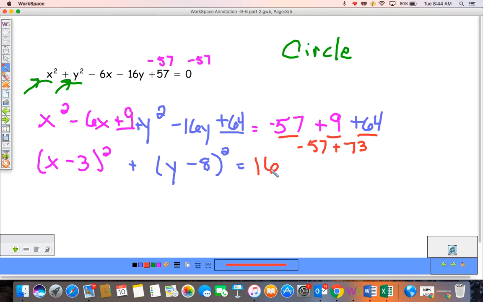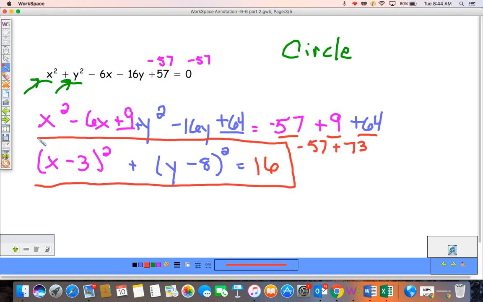You might say, oh, it's got to equal 1. Well, not for a circle, it doesn't. That's the radius squared there. So there's our standard form, and here's our classification. So it's a circle, and then here is the equation for it.